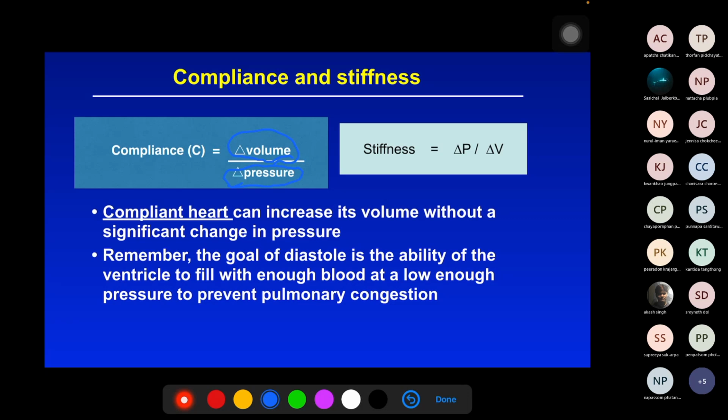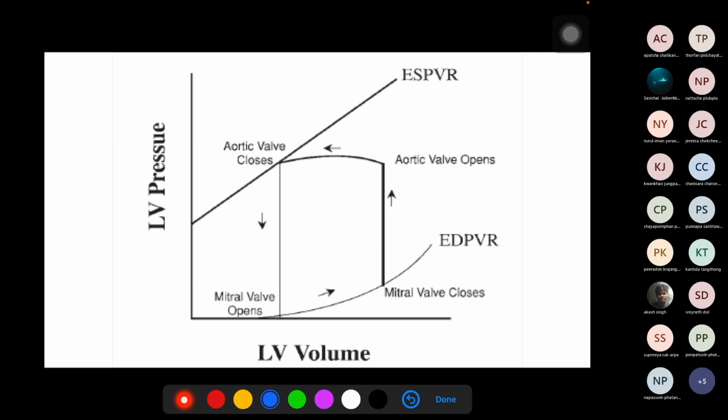In a healthy myocardium, the compliance should be good. That means when the volume is increased, it does not impact the pressure change much. So this is a good or healthy myocardium. This shows the pressure volume relationship. On the y-axis is the LV pressure and on the x-axis is the LV volume.